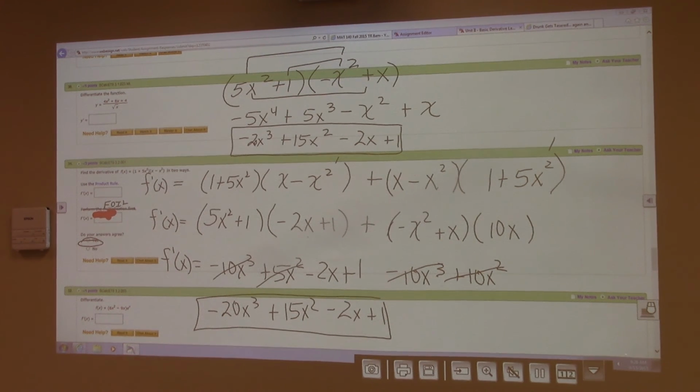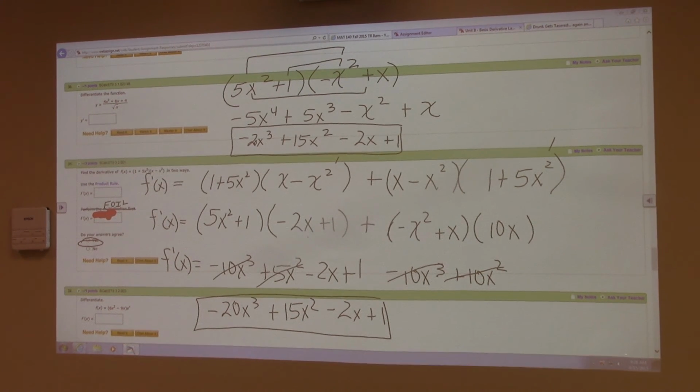I'm going to spend the next 20 minutes or 30 minutes going over the chain rule. Because once you learn the chain rule, you can pretty much do a lot of the derivatives that they put in front of you.